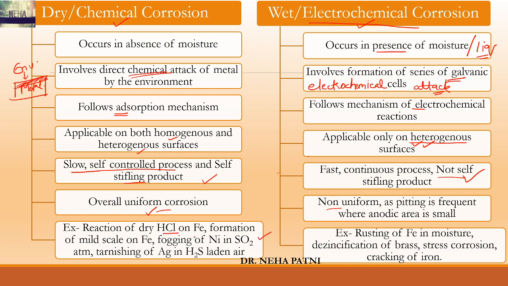Let's say the reaction of dry HCl on iron, formation of mild scale on iron, fogging of nickel in an SO2 atmosphere or hydrogen sulfide laden air, tarnishing of silver. These are examples of dry corrosion. I hope you remember there were three types: oxygen, presence of other gases, and liquid. While in case of wet, there are only two: hydrogen evolution and absorption of oxygen. Examples are rusting of iron in moisture, dezincification of brass, and stress corrosion cracking of iron, which is one type of wet corrosion. So I hope with that you are able to understand the difference between dry and wet.